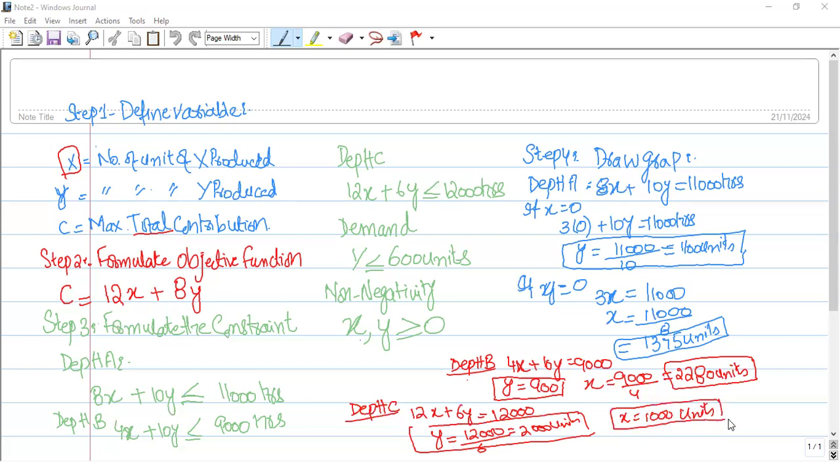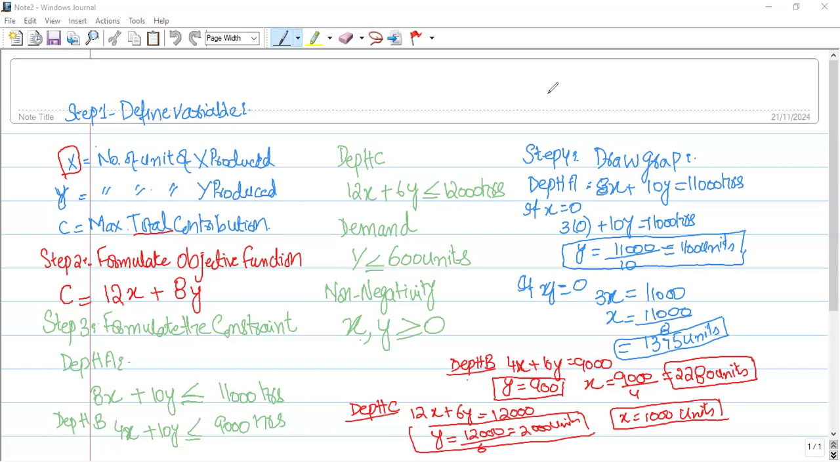Yes, clear? These are the points which I use for drawing the graph. So I should write these points and set them aside, because when I draw the graph, I need these points. For department A, the equation is 8x plus 10y, y unit is 1100, x unit is 1375. For 4x plus 10y, it is 900 and 2250. For the next department, y is 2,000 and x is 1,000 units.